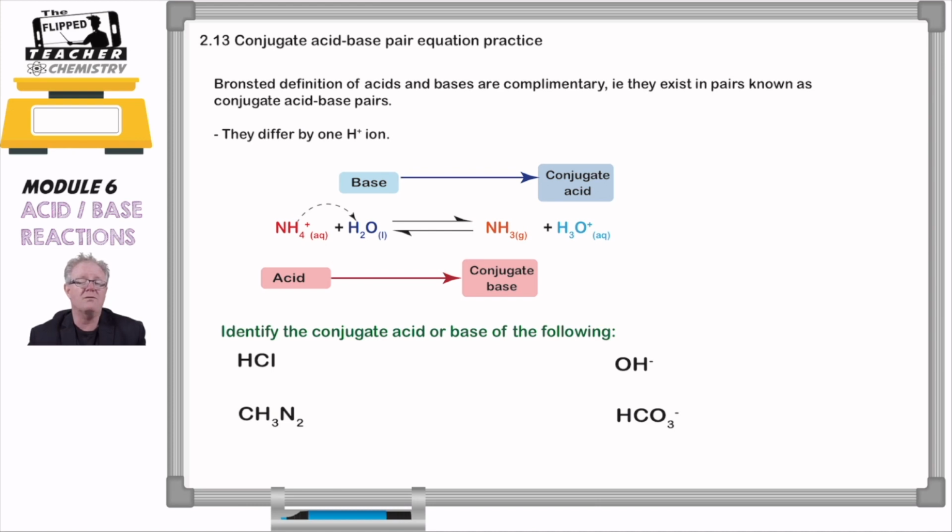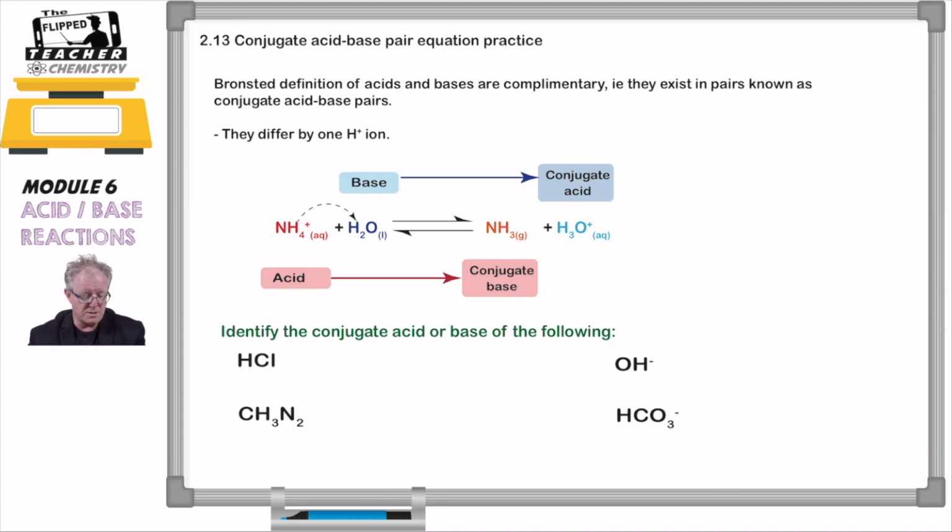Now, of course, we have the reciprocal happening on the other side of the coin, right? Here we have water acting as a base. When it accepts that H+, it forms its conjugate acid, the hydronium ion. So these conjugate acid-base pairs exist when they differ by just one H+ ion.